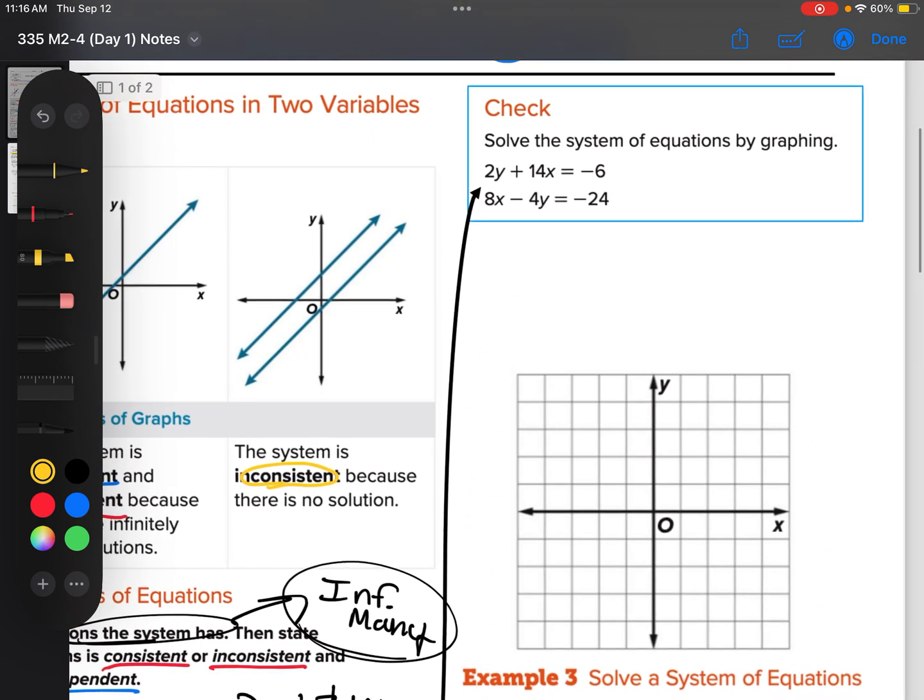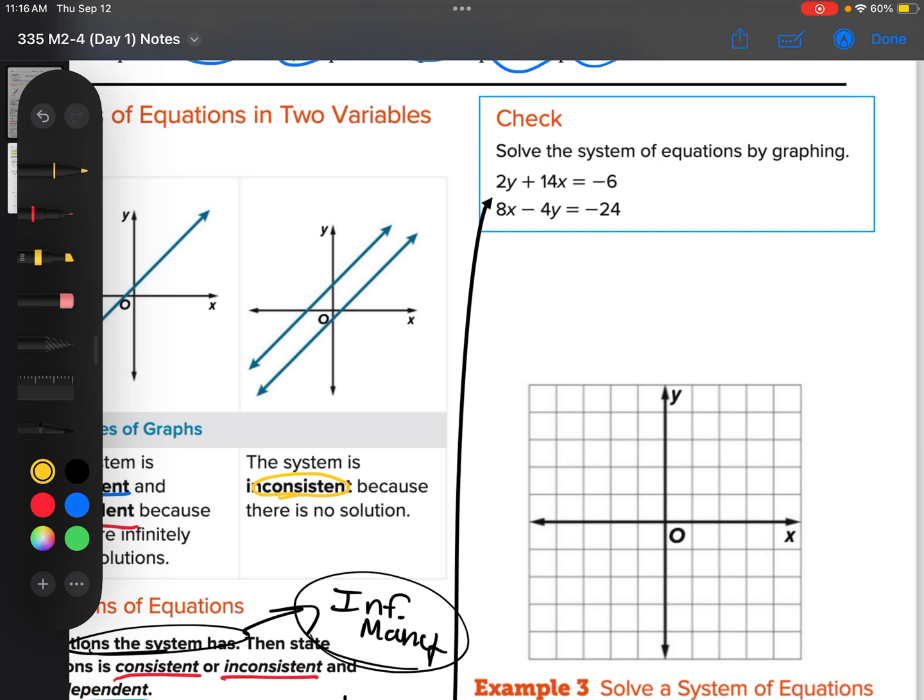So we have a check here. I want you to go ahead and pause the video, try this out, see if you can figure it out. I'm going to go ahead and do it. So I'm going to do this by solving for y really quick. So minus 14 to both sides, so I can get that. And then that first one's going to become y equals negative 7x minus 3.